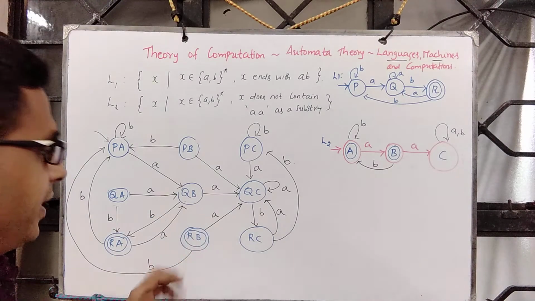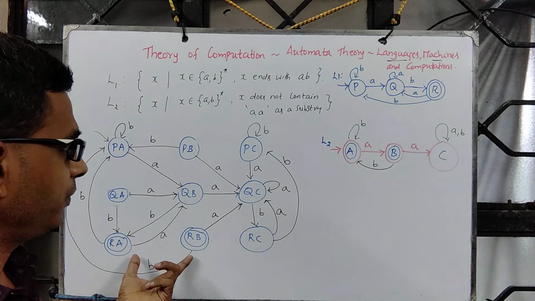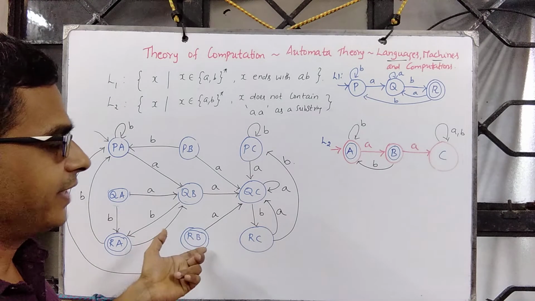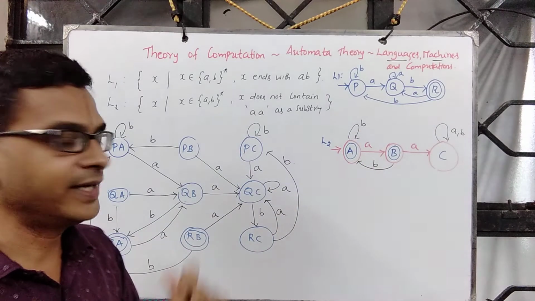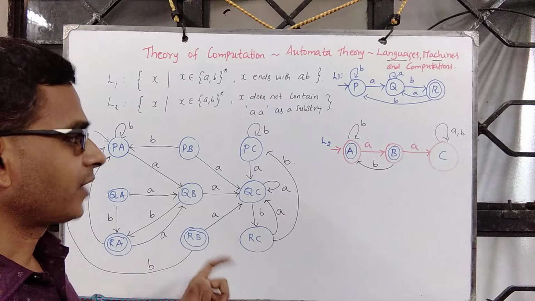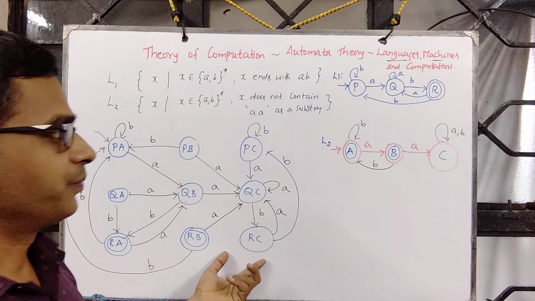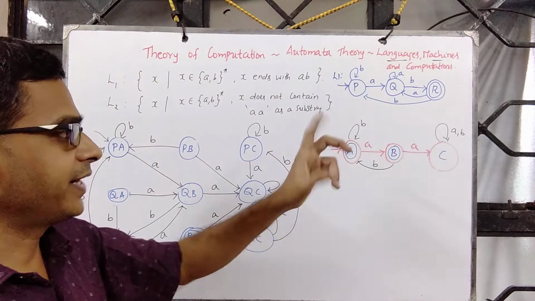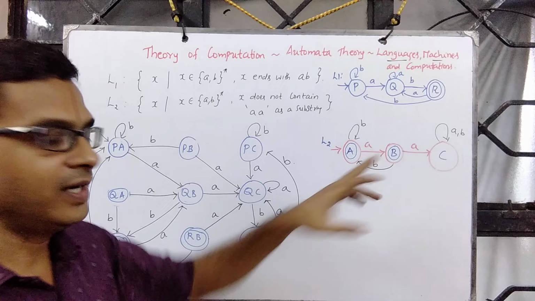With that, we identified that if we want to accept L1 union L2, the set of final states should be such that at least one of the component final states is present in the set of final states corresponding to L1 union L2. If it is L1 intersection L2, then both must be present, therefore it is RA and RB.